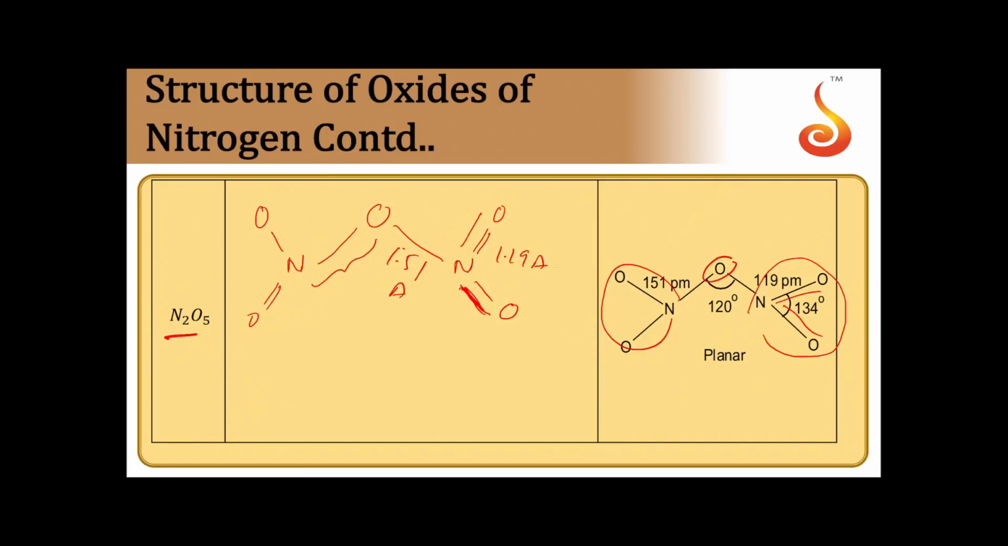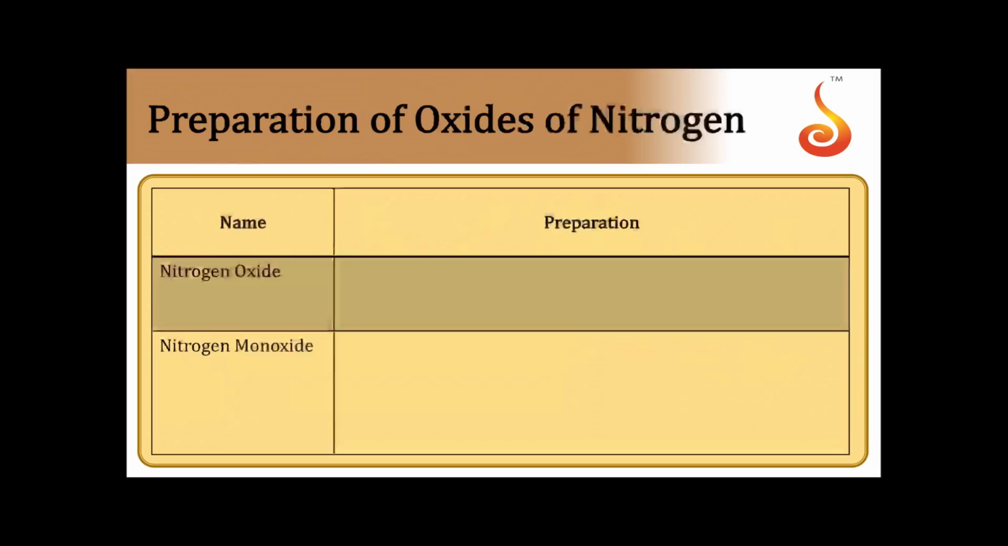The NO bond lengths on either side are the same, but the NO bond lengths are not the same as the other NO bond lengths. Regarding the structure of the N2O5 molecule, these are the structures. Now let us see the preparation methods of these oxides.